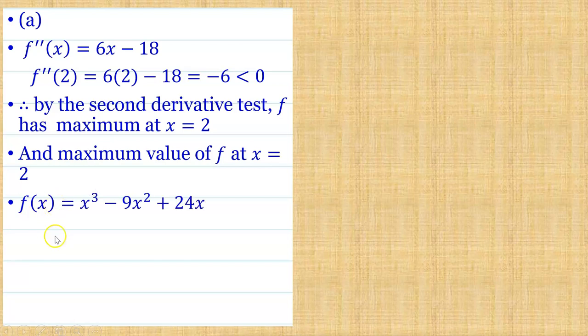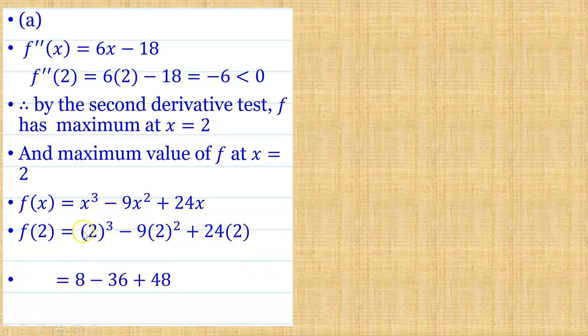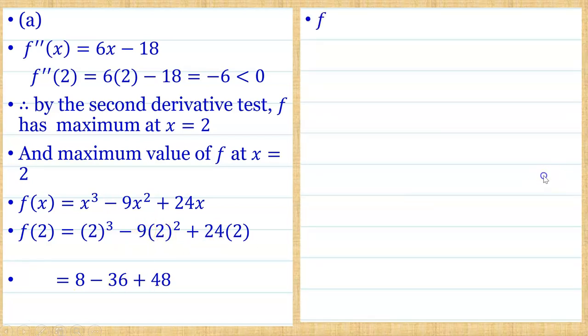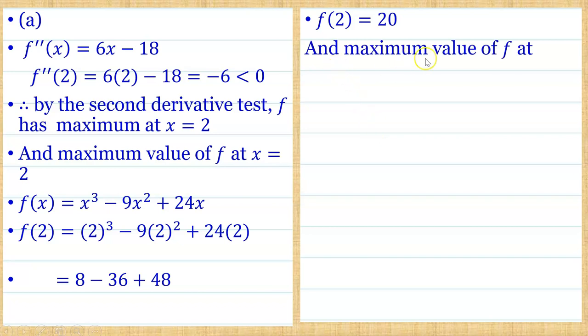Then we will find that value. Take our usual function f of x is equal to x cube minus 9x square plus 24x, and substitute x equals 2, that is 2 cube minus 9 into 2 square plus 24 into 2. If you simplify, that is 8, 4 into 9, 36, and here 48. Overall you will get f of 2 equals 20. And the maximum value of f at x equals 2 is 20.